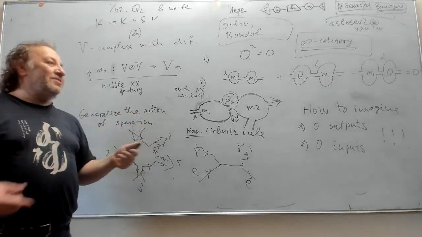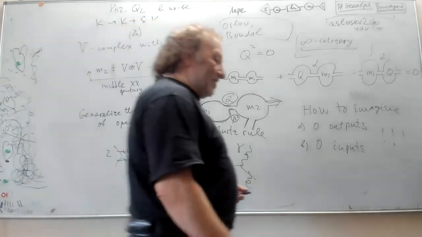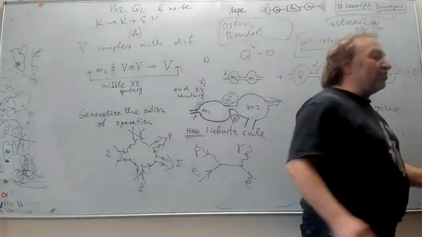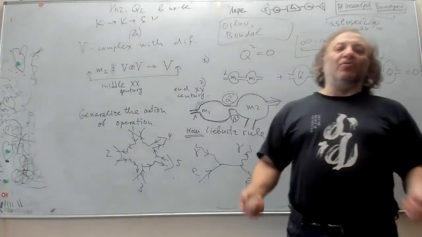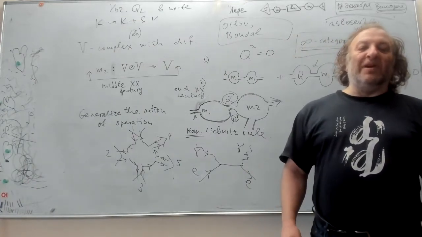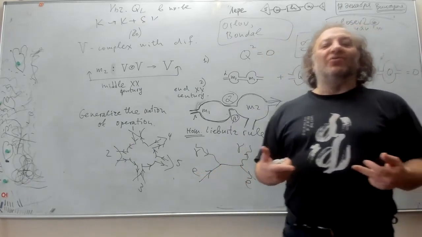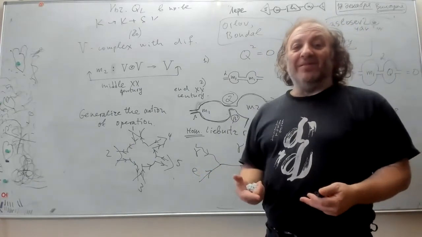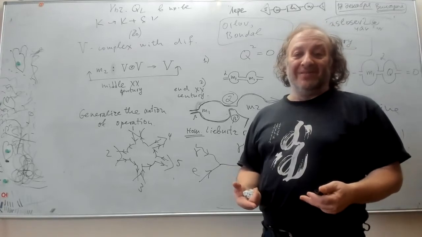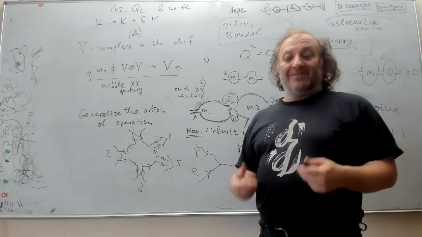In categories, it's very natural to compose morphisms. It's the most natural thing that you can do, to compose morphisms. To make from two morphisms one. How can we imagine to make from one morphism two morphisms? You see?